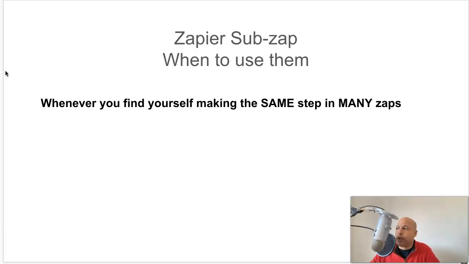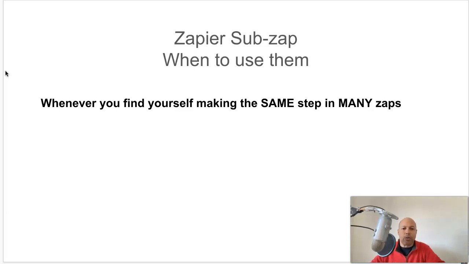Sub-zap. So the situation for me is I was actually using the application called close.com, and the way that we had it set up, if you wanted to add a new lead and create an opportunity, it was literally a 5-step zap. And we had lots of different lead sources coming in. So we had lots of different zaps that were all pushing into close. And so every zap, I had to make these five steps.